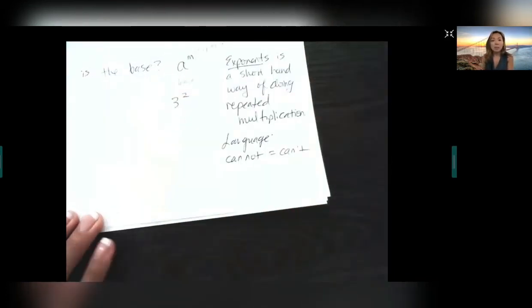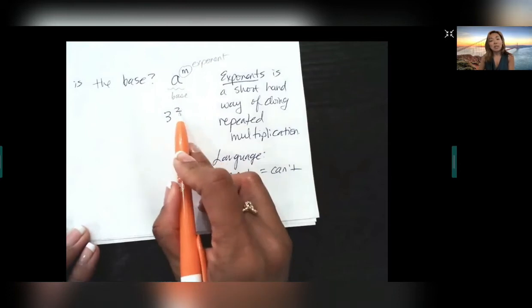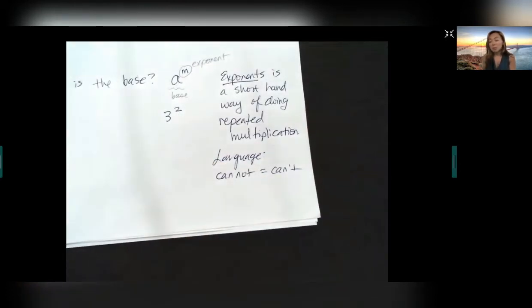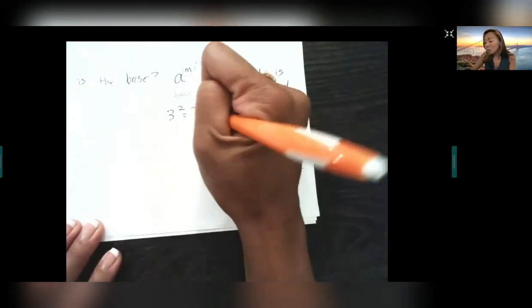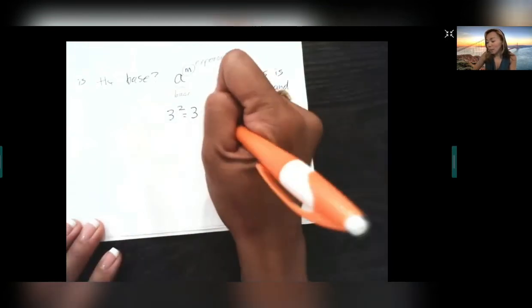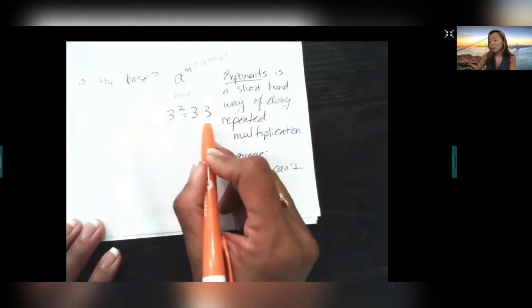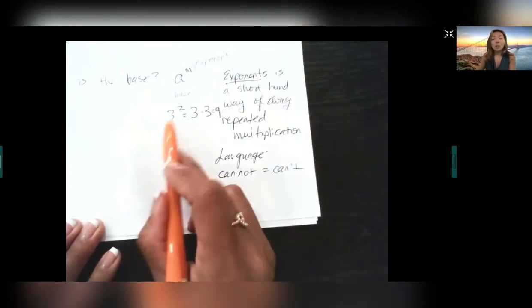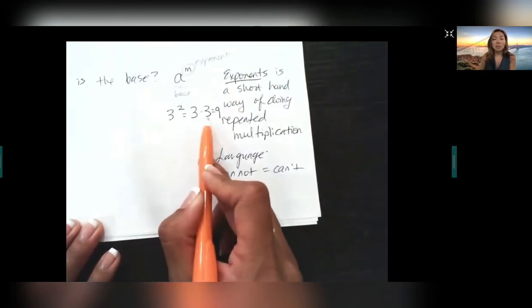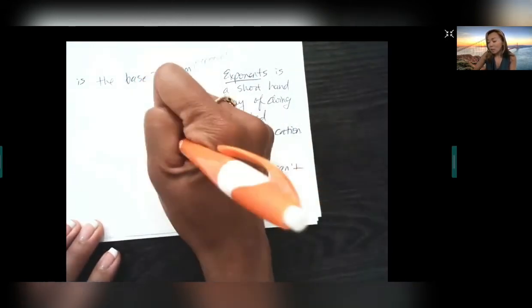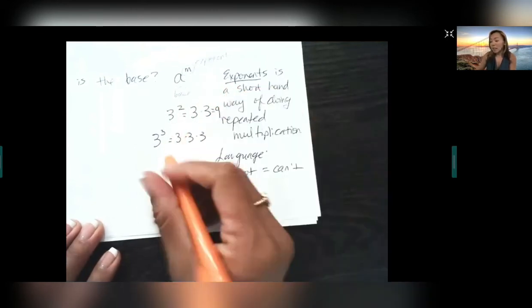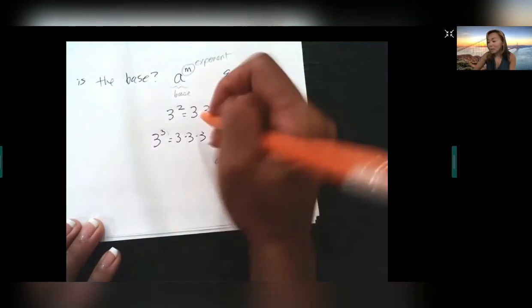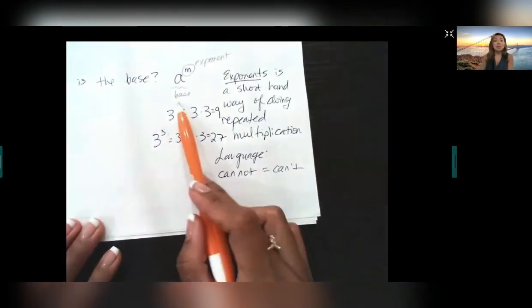So for an example, if I had something that said 3 squared, the base is 3 and 2 is the exponent. That is basically repeated multiplication of the base. So I take the number 3, that's the base, and I'm going to multiply it by itself 2 times. And the reason why 2 times is because it's a squared. So 3 times 3 is 9. So 3 squared is a shorthand way of saying 3 times 3, and that equals 9. If I had 3 to the third power, I would say 3 times 3 times 3. Since the exponent is 3, I need to multiply it by itself 3 times, and that's 27. So that's what an exponent is.